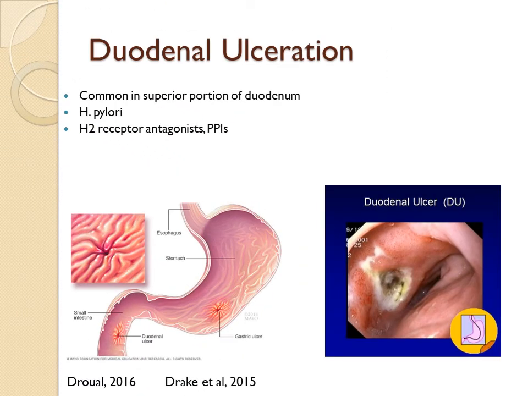Duodenal ulceration is common in the superior portion of the duodenum. The main cause is infection with bacteria called H. pylori. This bacteria can cause the lining of your duodenum to become inflamed and ulcers can form. Some medications can also cause a duodenal ulcer, particularly anti-inflammatory drugs such as ibuprofen and aspirin if taken for long periods of time. Some ulcers can be prevented with drugs that inhibit the acid stimulation and secretion, such as H2 receptor antagonists and proton pump inhibitors.